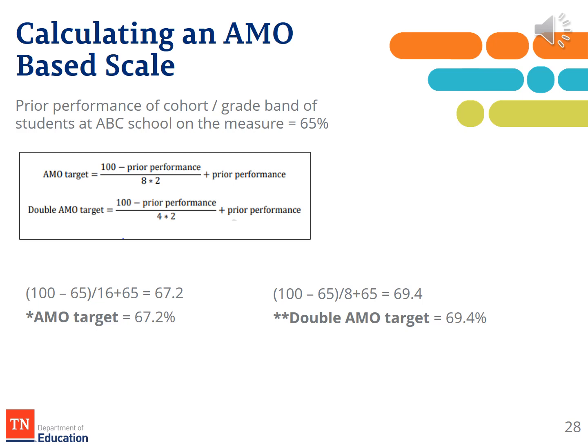The double AMO target is determined by subtracting prior performance from 100 and dividing it by 4 times 2. This represents the expectations for schools or districts to decrease the percentage of students not reaching the standard by half over the course of 4 years. Then the prior performance is added back to define the new AMO for the current year. In this example, prior performance was 65%. The double AMO target is 69.4%.